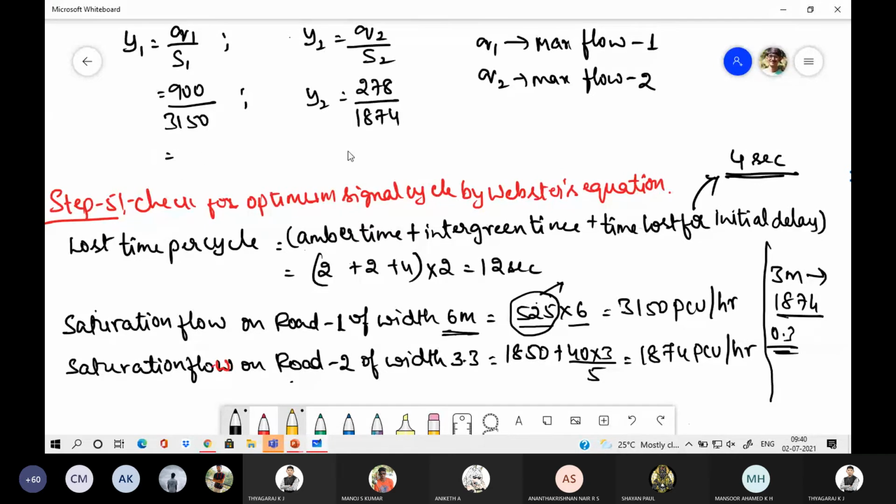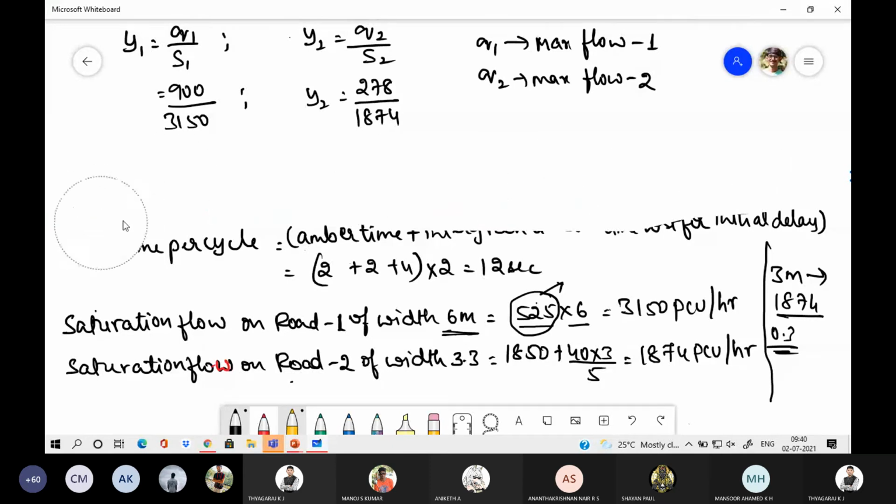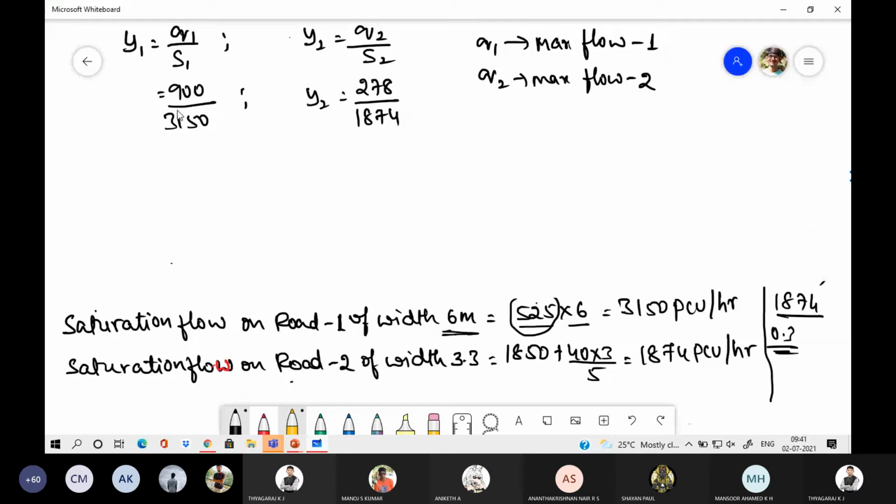900 by 3150 is 0.28. Okay. Now from now onwards it is Webster's method. You have to tell me and I will write it. 0.28. Then Y2 is 0.14. Now calculate Y. Y is equal to Y1 plus Y2, so 0.28 plus 0.14. How much are you going to get? 0.42.